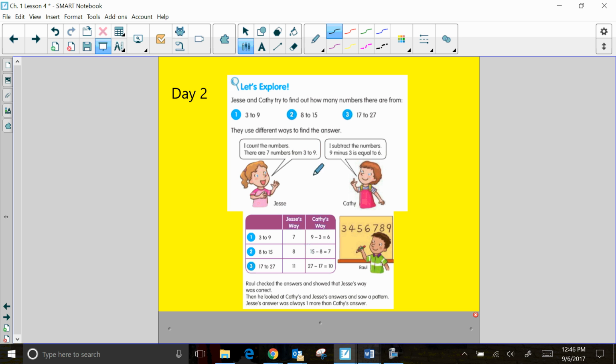Each time they did this, they counted in between. They were always 1 off. Why do you think that is? Well, luckily they had Raul. Raul checked the answers and showed that Jesse's way was the correct way. Then he looked at Kathy's and Jesse's answers and saw a pattern. Jesse's answers were always 1 more than Kathy's answer. Why do you think that is?